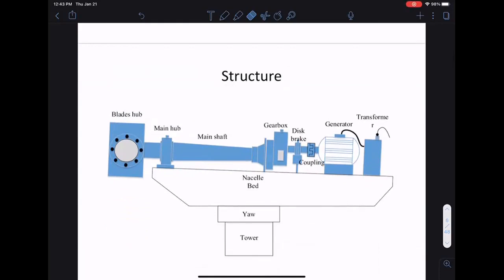Basically, you have blades, right? So this is where your blades would be attached, you have a hub, you have a shaft, a gearbox, then connected to a generator. So this is a big mechanical machine, right? If you look at this picture, which part of the system do you think causes most of the problems? Or is the most expensive?